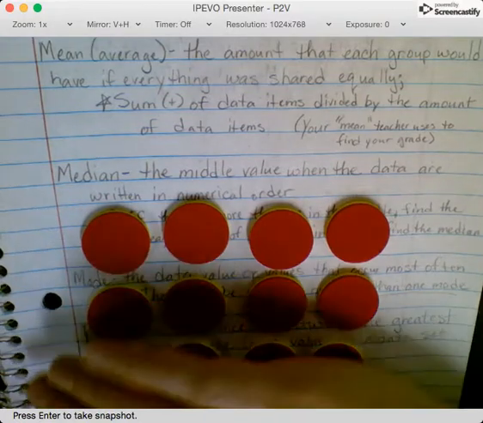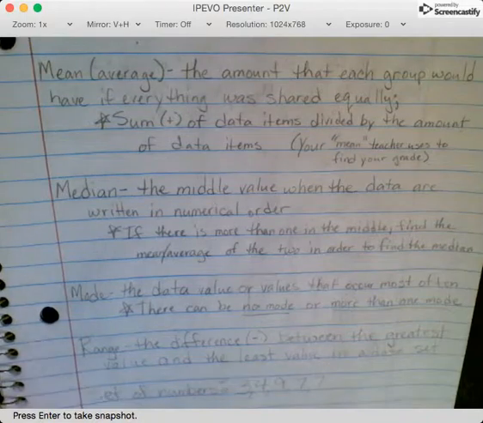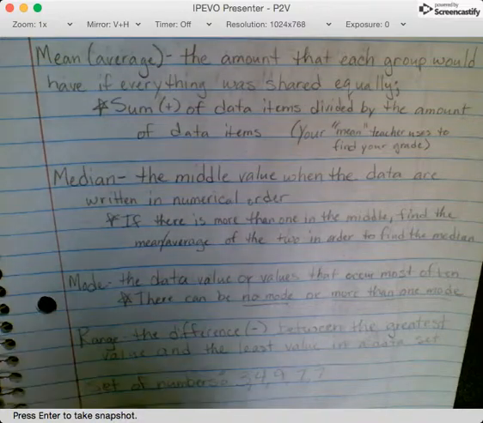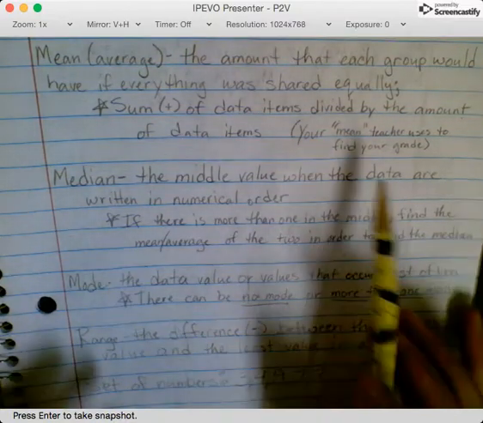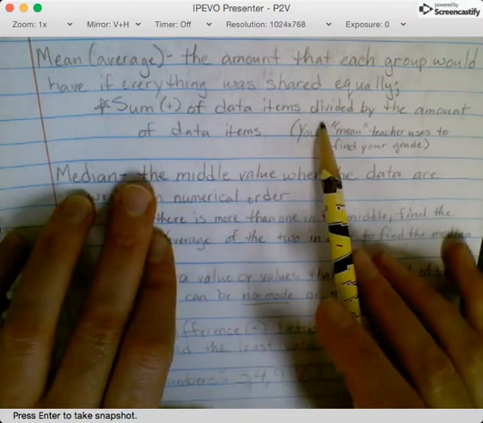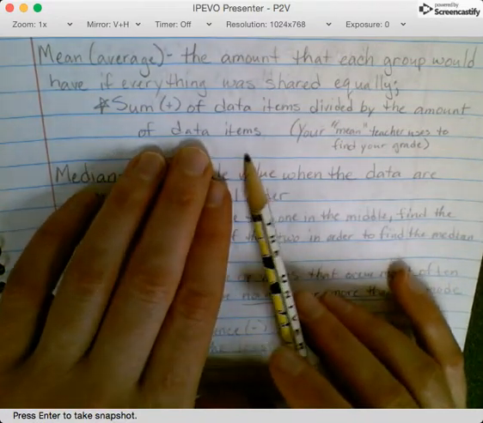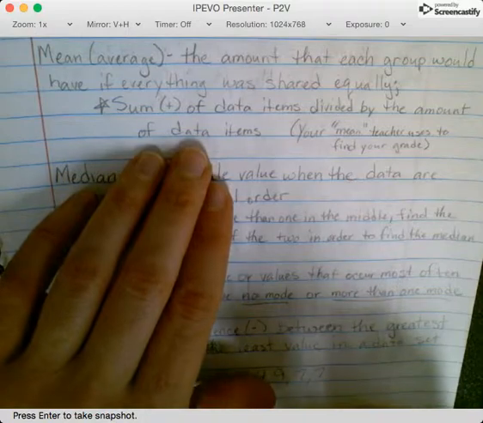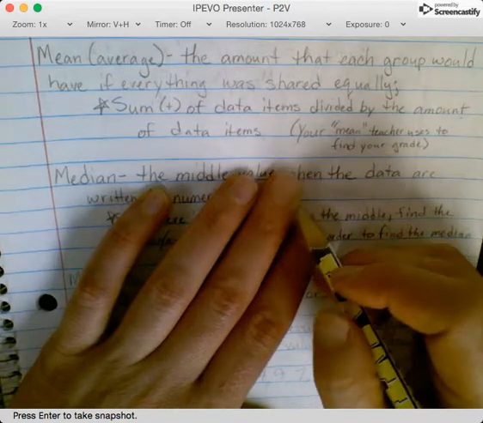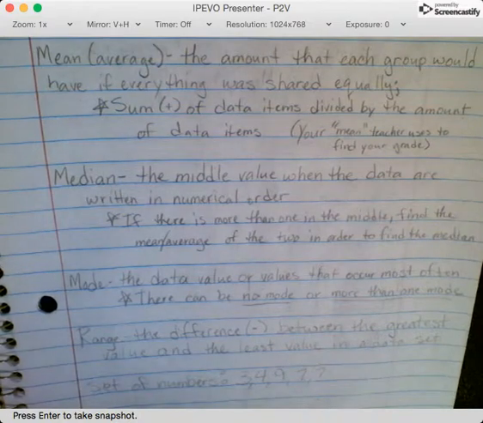Okay, so we're going to work some problems that are going to come up with those answers. But that's one way to show what the mean or the average is. It's the amount that each group would have if everything was shared equally. If you add up all of the items and divide by the amount that there are, that would find you the mean. So the sum of the data items divided by the number of items. The way to remember this is that your mean teacher uses this to find your grade. So that's one way to remember what the mean is, or the average.